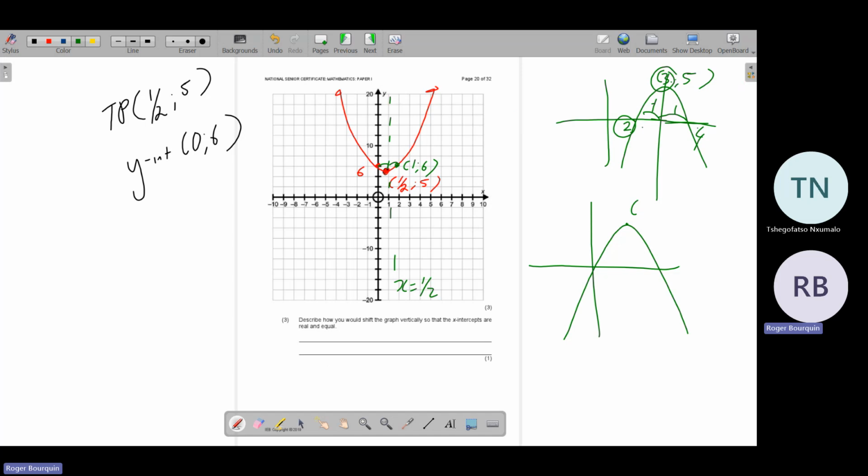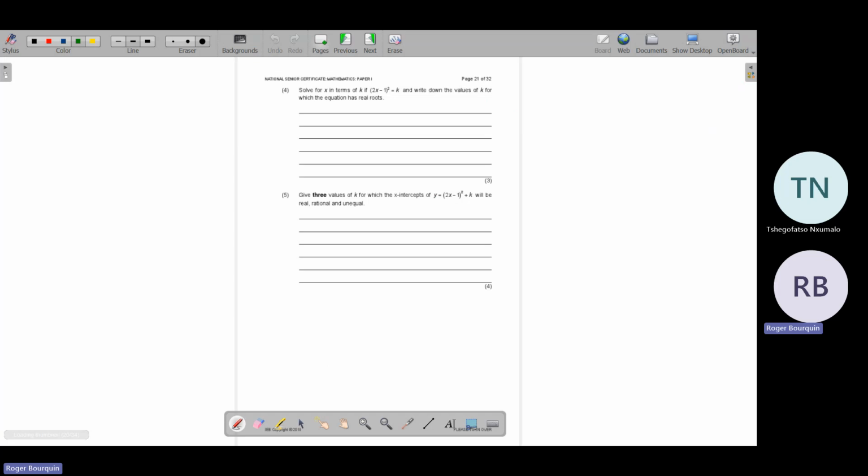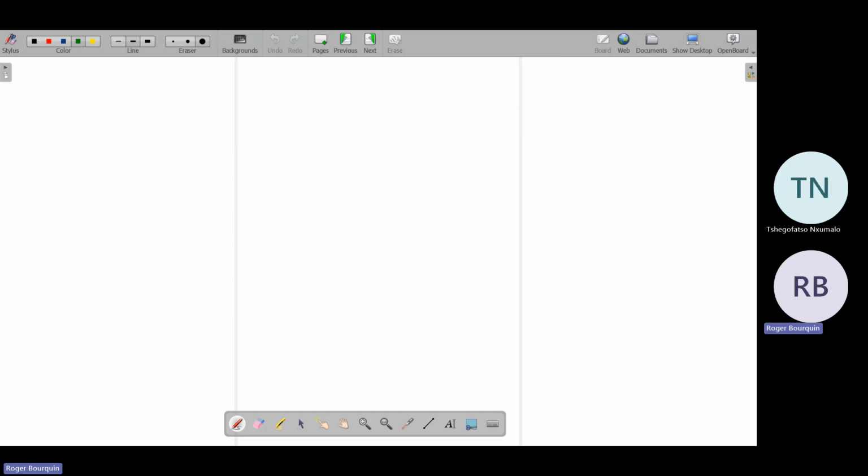Okay. Right, now, I just want to remind you of nature of roots. First of all, nature of roots means what? Translated into language that makes sense, what does it mean? What type of answers or x-intercepts do we get? That's what nature of roots means. What type of answers do we get from a quadratic equation, right?